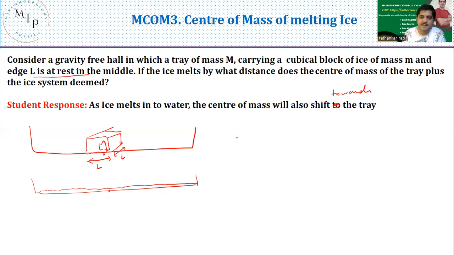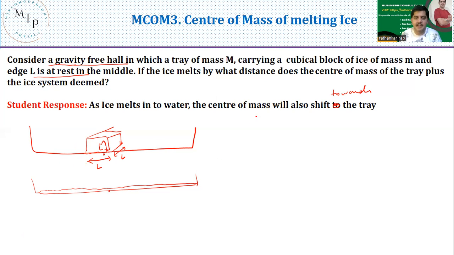Now, this is a misconception. Why a misconception? This is very similar to what you have learned: ice melts, so it becomes water. But in such problems, what you need to know is what is given here: a gravity-free hall. When ice melts, why should the water molecules flow downwards? Why can't they stay there itself? The very reason is because gravity is pulling them.